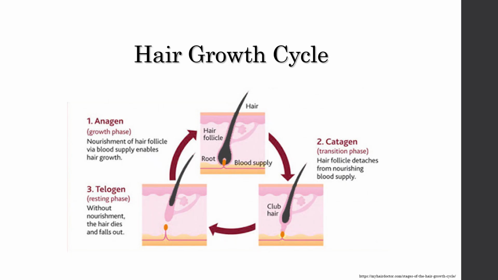Normally, this is staggered, but when large numbers enter telogen simultaneously, then you have telogen effluvium. Common triggers include physiologic stress, illness, hormonal shifts, or surgery. Students often find this reassuring. Hair loss does not always equal permanent damage.